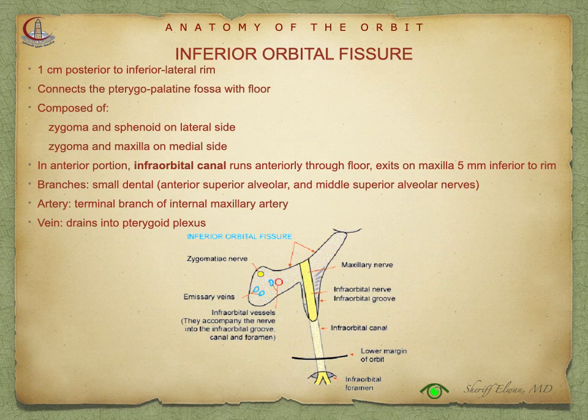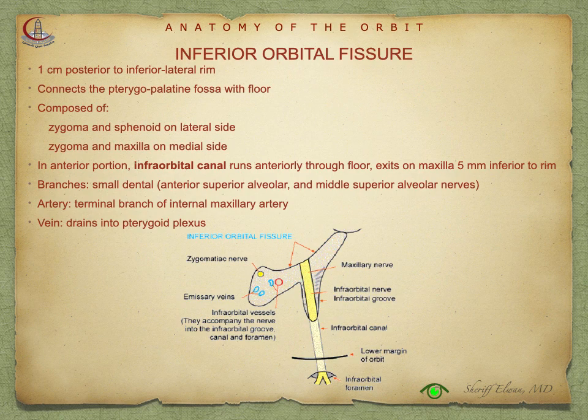The inferior orbital fissure is 1 centimeter posterior to the inferior lateral rim. It connects the pterygopalatine fossa with the floor of the orbit, and it is composed of the zygoma and sphenoid on the lateral side and the zygoma and the maxilla on the medial side. In its anterior portion, the infraorbital canal runs anteriorly through the floor and exits on the maxilla 5 mm inferior to the rim in its middle.